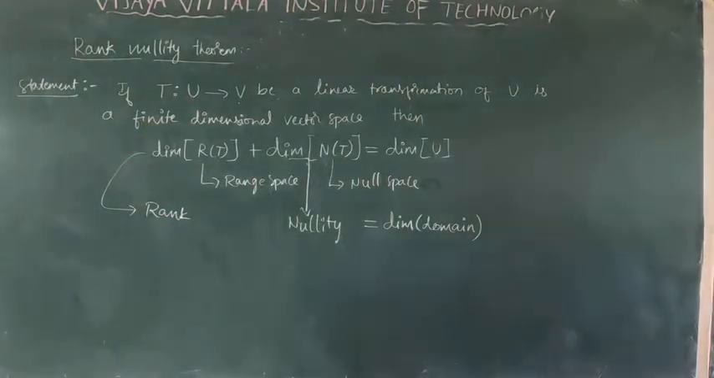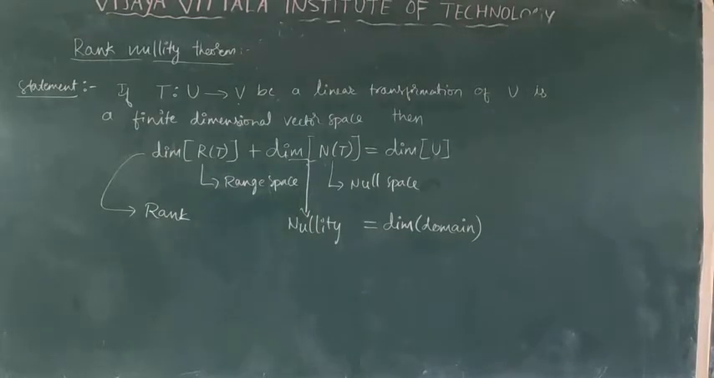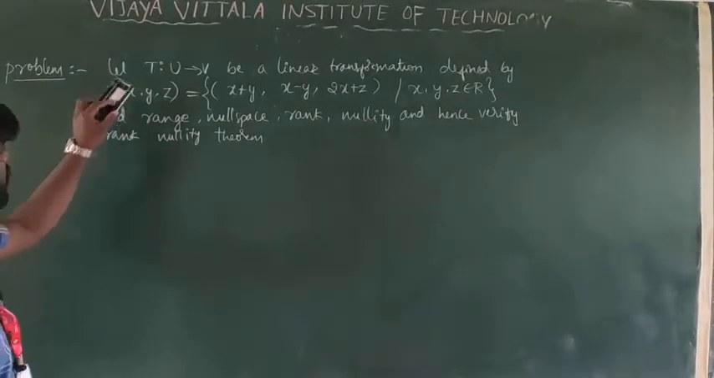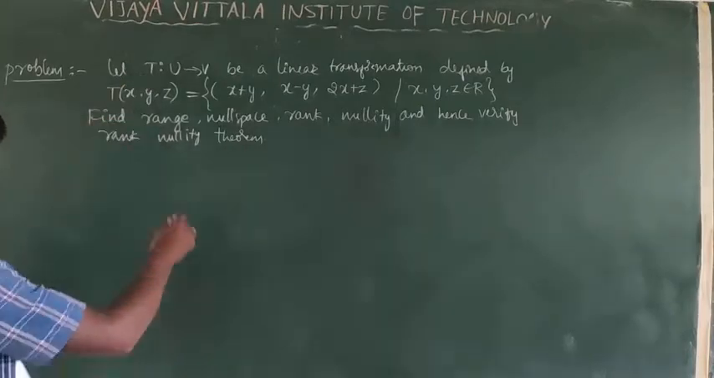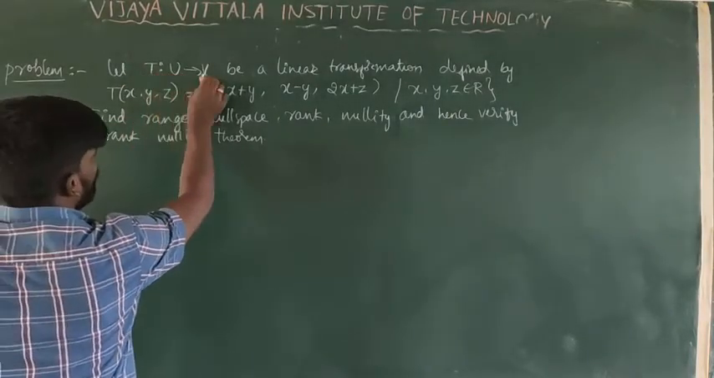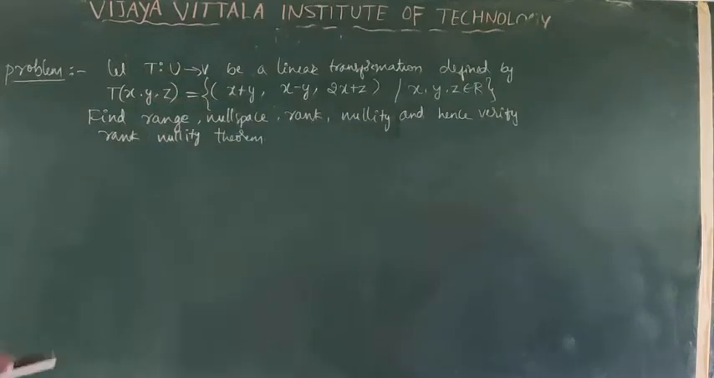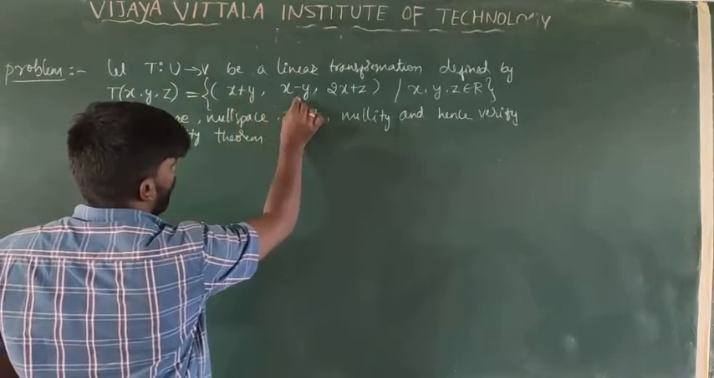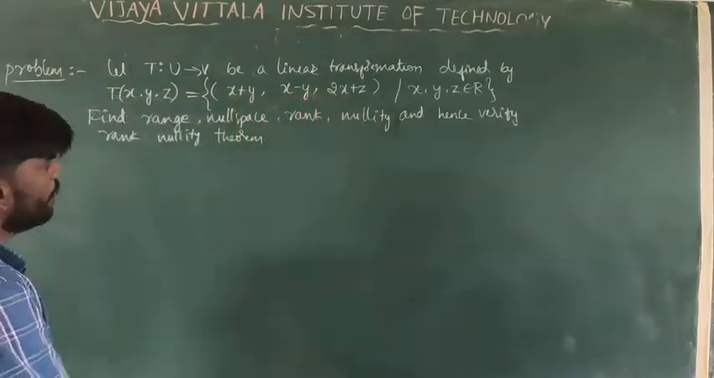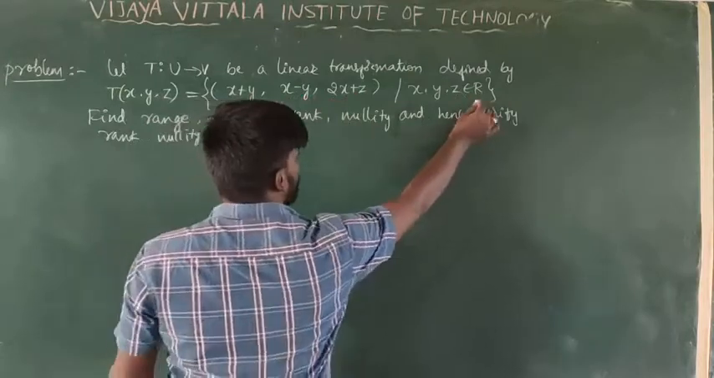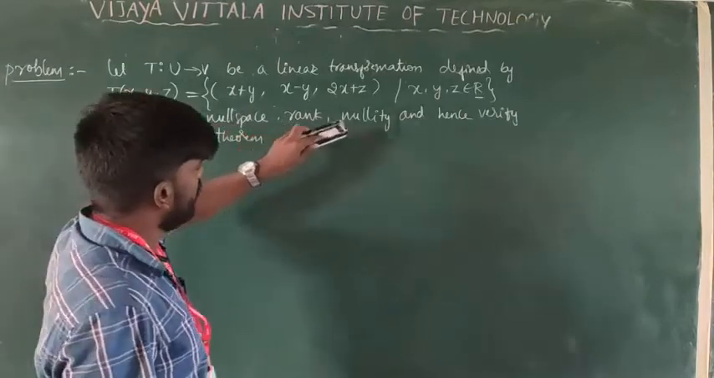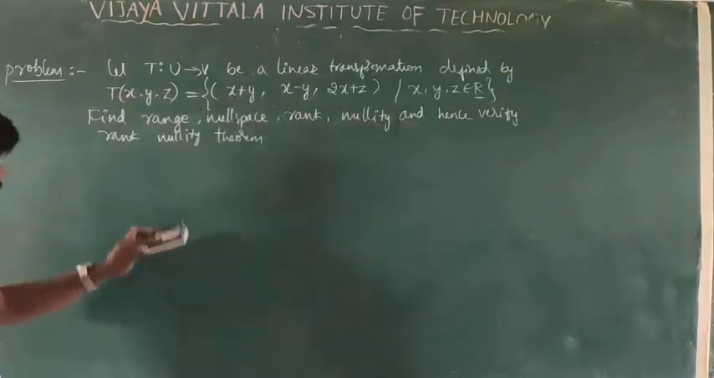Okay, we will solve one problem on this rank nullity theorem. The problem is: T from U to V, a linear transformation defined by T of x comma y comma z equals x plus y comma x minus y comma 2x plus z, where x, y, z belong to R. R is the vector space here. Find the range, null space, rank, nullity, and hence verify the rank nullity theorem.